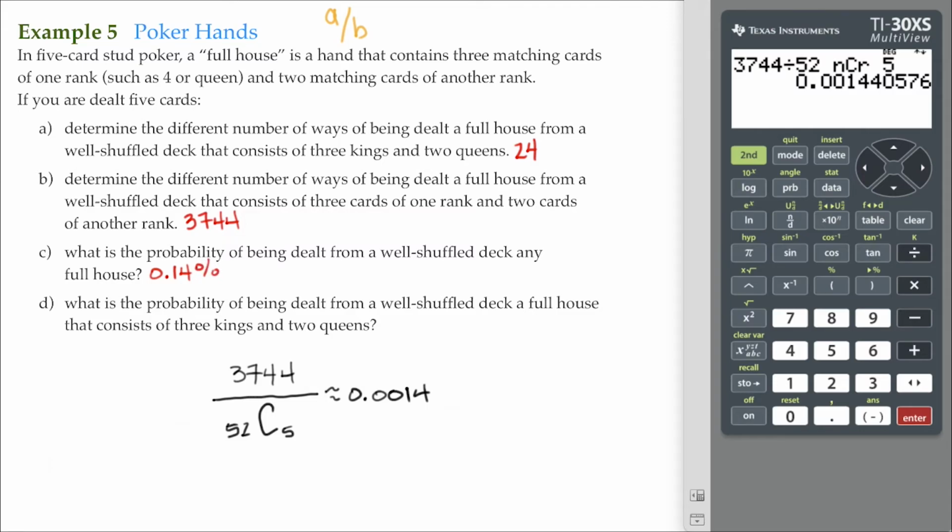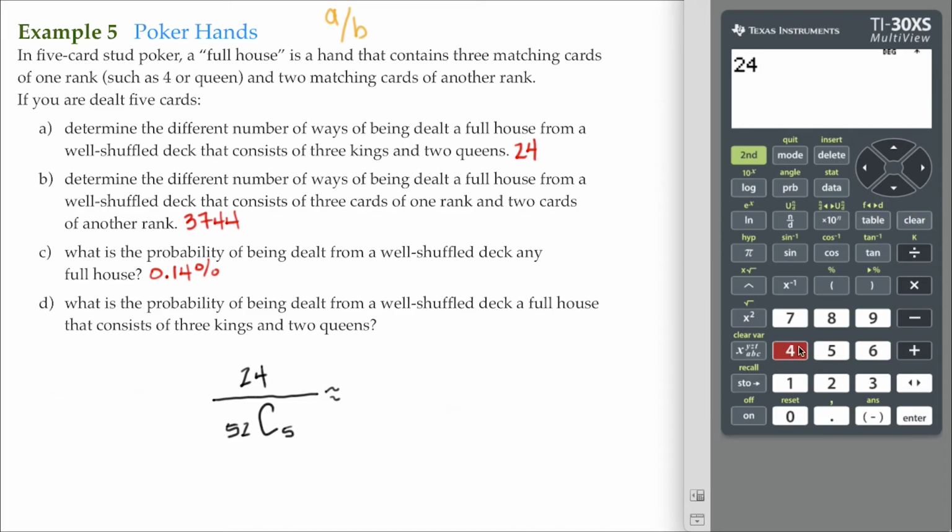The same idea for D. What is the probability of being dealt from a well-shuffled deck a full house that consists of 3 kings and 2 queens? And of course, there's only 24 ways for that to happen. So that's 24 out of the 52 choose 5. So we'll do 24. Divide that by 52. Choose 5.